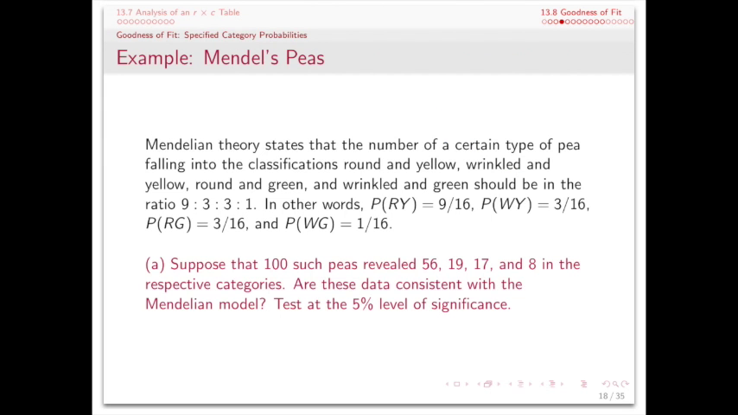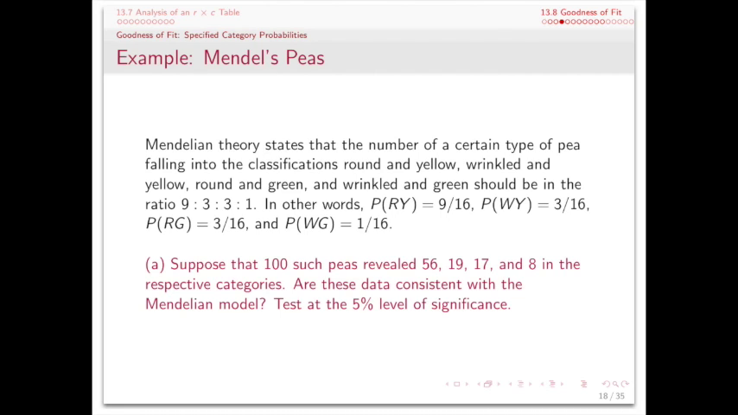So let's consider an example. Mendelian theory states that the number of a certain type of pea falling into the classifications round and yellow, wrinkled and yellow, round and green, and wrinkled and green should be in the ratio 9 to 3 to 3 to 1.